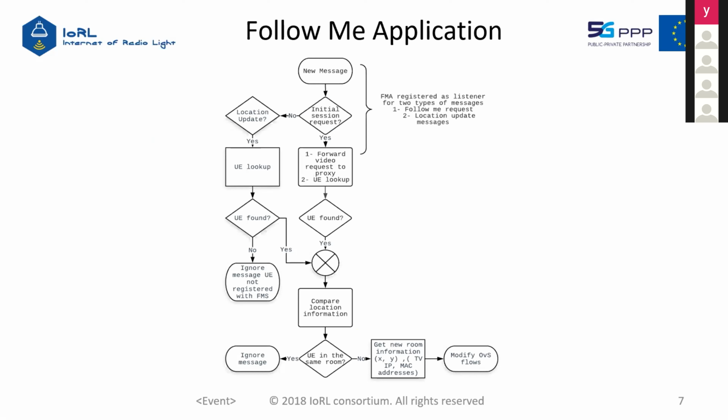And if it's a new request, it forwards the video request to the proxy server and looks up the user in the lookup. And if the user is found, then it compares it to the earlier cached location. If it's the same room, it ignores the message. If it's a new room, it gets the XY coordinates and the TV IP and MAC addresses, and modifies the OVS flow.